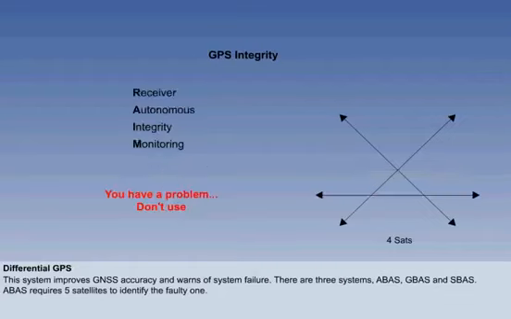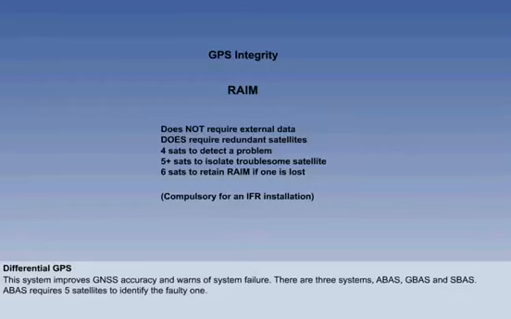But what if one of them is in error? You're going to get a large cocked hat. RAIM will not permit you to use this fix. With a 5th satellite, we get 4 lines. The erroneous one can be identified. This is the minimum basic RAIM. With 6 satellites, you still have RAIM, even if you lose one. This is the mandatory minimum requirement for an IFR installation.